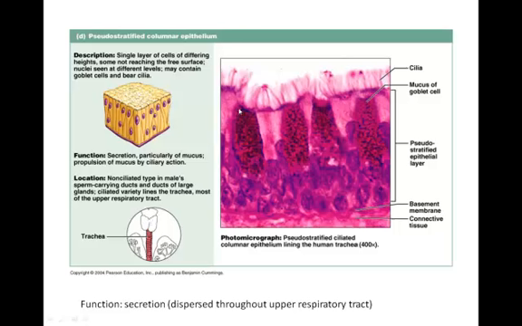And these are goblet cells, and these goblet cells actually extend further down. You just can't see them. They look like goblets, and they're full of mucus. And that mucus is made of mucin.